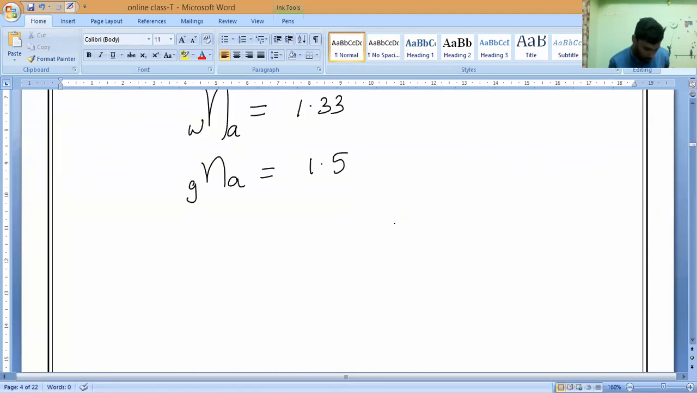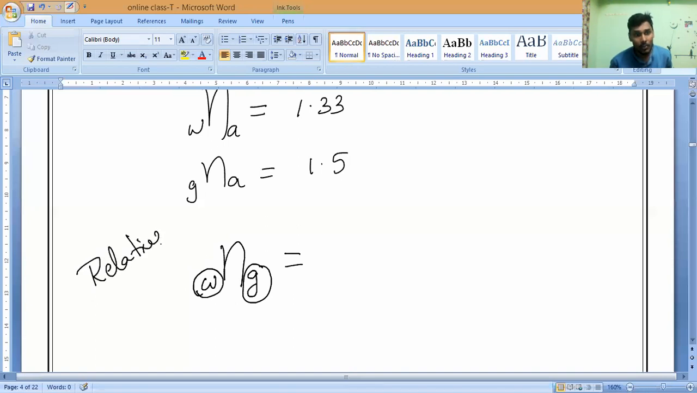Now, what is the question they're asking? Refractive index of water with respect to the glass. So water is 1.33 divided by 1.5, which gives 0.89. In this case it is relative refractive index. Please remember, in this case, blindly, directly, the thing after with respect to should not come at the numerator.